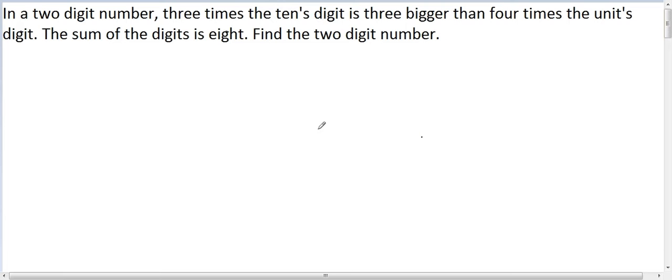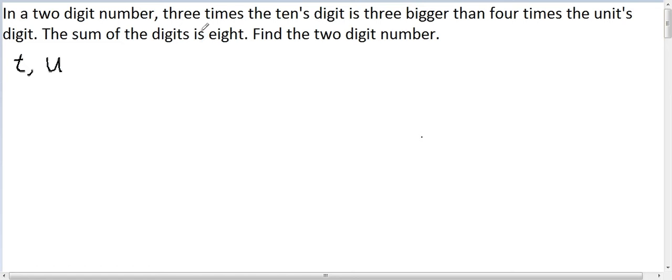When solving these kinds of problems, we usually use the letters T and U to represent the tens digit and the units digit, or the ones digit. And we use the letter U instead of O for the ones digit because the letter O can be confused with the number 0. So we want to use the letter U so that we don't get confused.